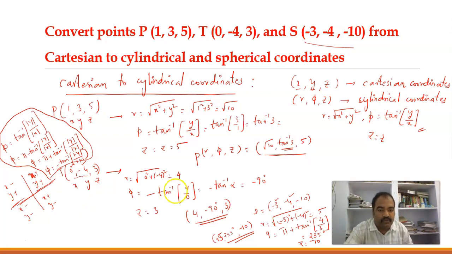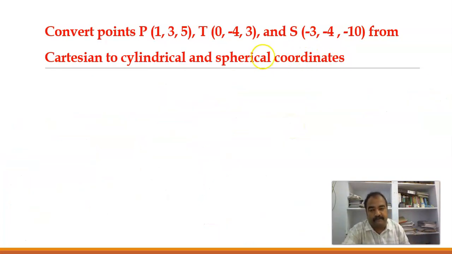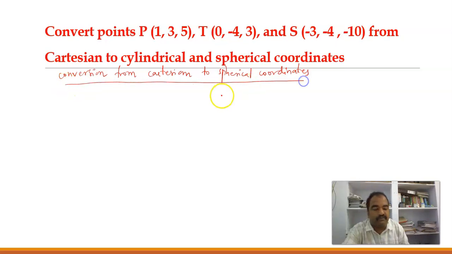Now we will move on to spherical coordinates. Now we know the conversion from Cartesian to spherical systems. How to convert from Cartesian to spherical coordinates? Let us suppose Cartesian systems are given by x, y, z and spherical systems are given by r, theta and phi. So how to convert between these two?